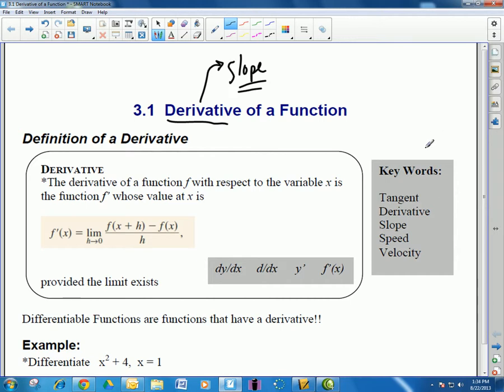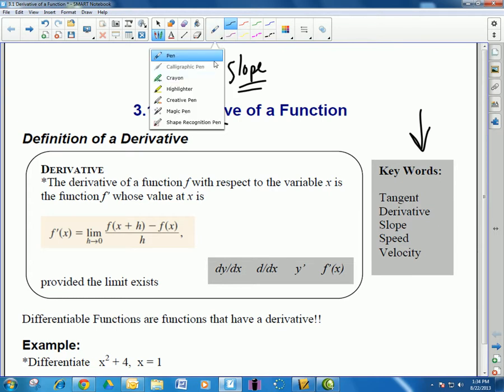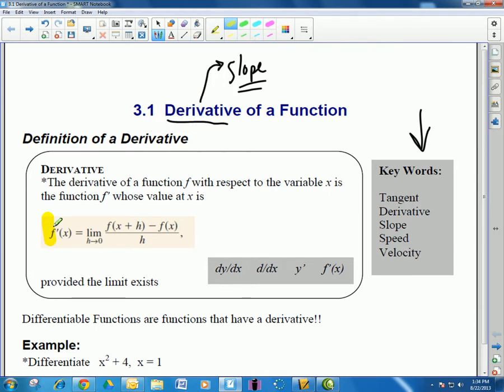And so if you look over here, I have a box with some key words for you. Anytime you see the word tangent, derivative, slope, speed, velocity, this is what you're going to do. Okay, so right here, this is very important. This is how to find the derivative function. This should look familiar by now. We've been doing a lot of this. And then different ways to write it are dy over dx, d over dx, y prime, f prime of x. Those are different ways, and there's more. If you see them and you're not sure, just ask me.